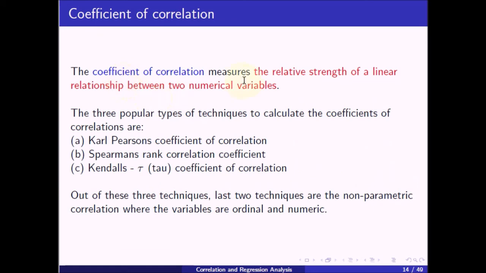Now, the coefficient of correlation measures the relative strength of a linear relationship between two numerical variables. The three popular techniques to calculate the coefficient of correlation are the Karl Pearson coefficient of correlation, Spearman's rank correlation coefficient, and the Kendall Tau coefficient of correlation. Out of these three techniques, the last two are non-parametric correlations, where the variables are ordinal and numerical.